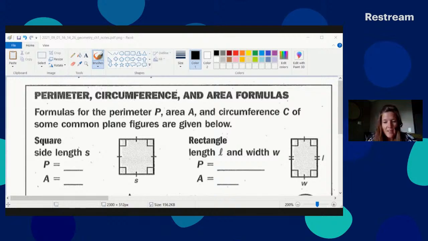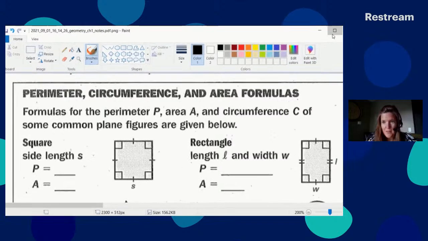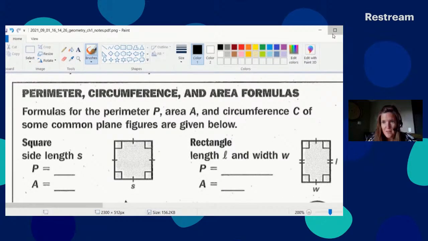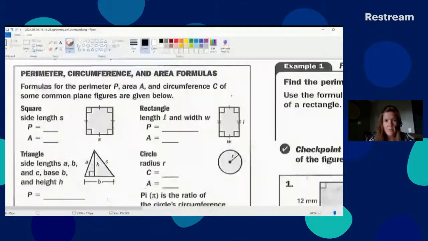So the last lesson that we're going to learn in geometry is about the perimeter, circumference, and area formulas. So these should all feel pretty familiar to you. We're going to talk about finding the perimeter and the circumference, which are the same thing, but circumference just applies to circles. And we're going to talk about finding the area of common shapes. So these are the square, the triangle, and the rectangle. They're polygons, and then we've got a circle, which is a little bit different from that.